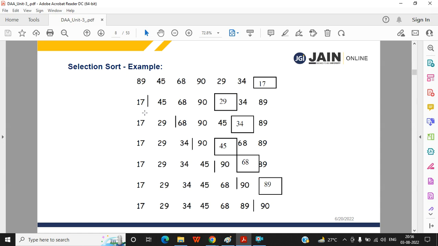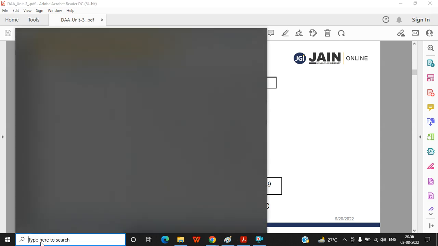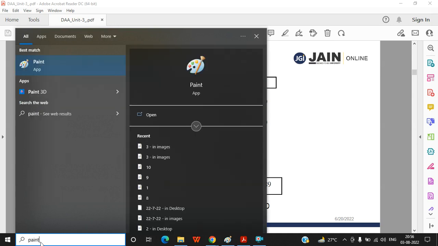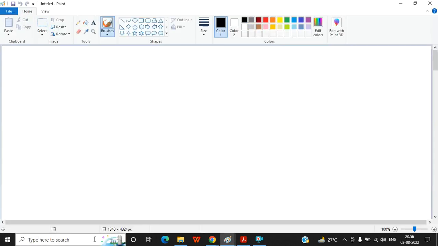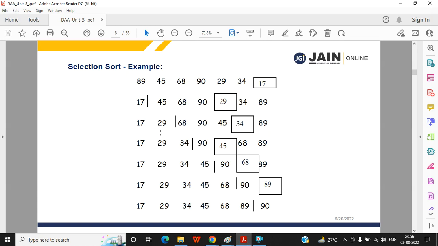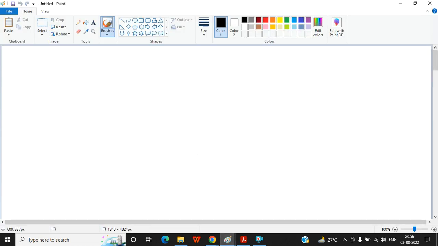Selection sort is basically, you know, just a minute. Do you know what selection sort is? Yes, I know.